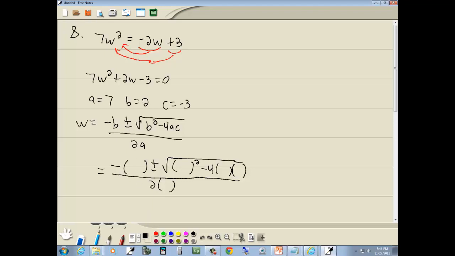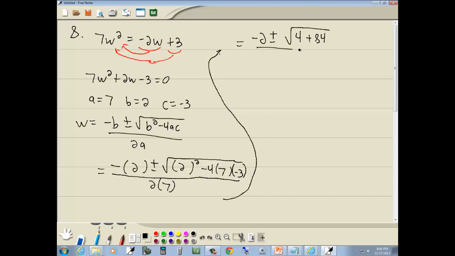So where our b was, we'll put in 2. Where our a was, we'll put in 7. Where our c was, we'll put in negative 3. Well, that gives us negative 2 plus or minus. 2 squared is 4. Negative 4 times negative 3 is 12. Times 7 is 84. So that's plus 84. Over 2 times 7 is 14.